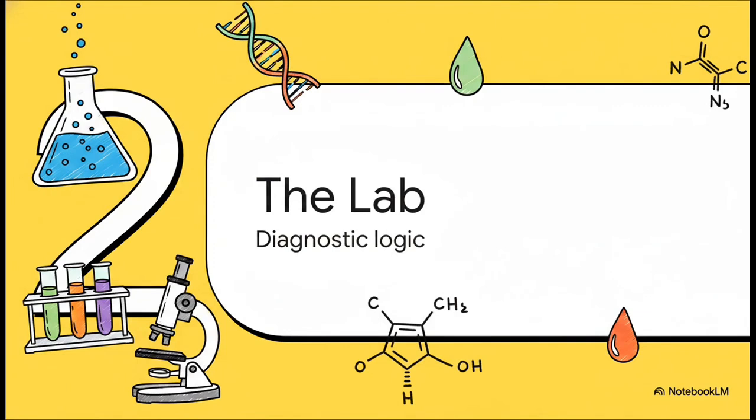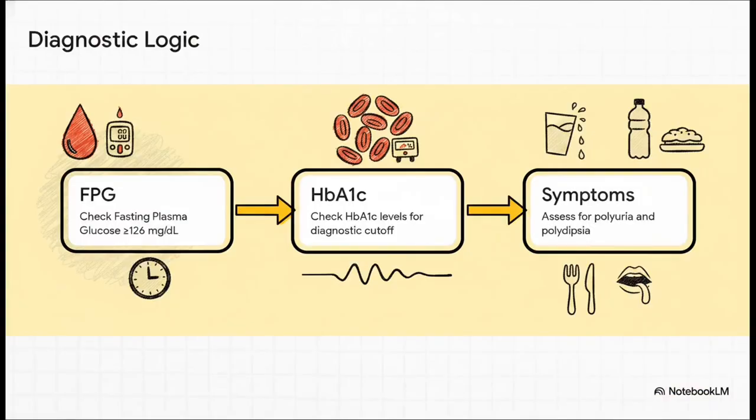Moving on to Part 2, the lab. Let's break down the diagnostic logic and how we interpret these results. I want you to apply this logical step-by-step process every single time you look at a basic metabolic panel to make sure you never miss the diagnosis. First up, check the fasting plasma glucose. An FPG of 126 milligrams per deciliter or higher, that's diagnostic.